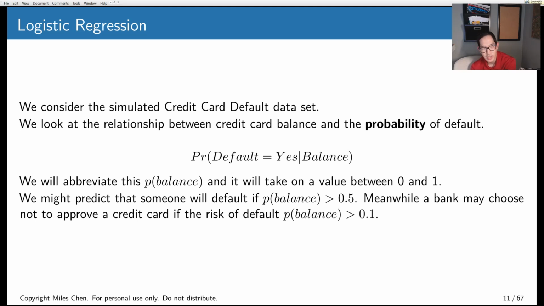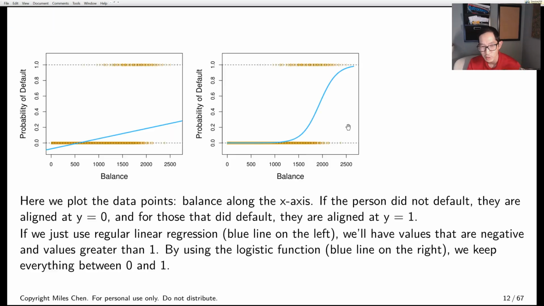And so we might predict that someone's going to default if the probability of defaulting based on the balance is greater than 50%, or 0.5. A bank might choose some kind of threshold and say, we're not going to approve a credit card for this person if their probability of defaulting based on the balance is, say, over 10%. They might have some other arbitrary cutoff and say this person is too risky to lend money to, so we are not going to extend a line of credit to this person.